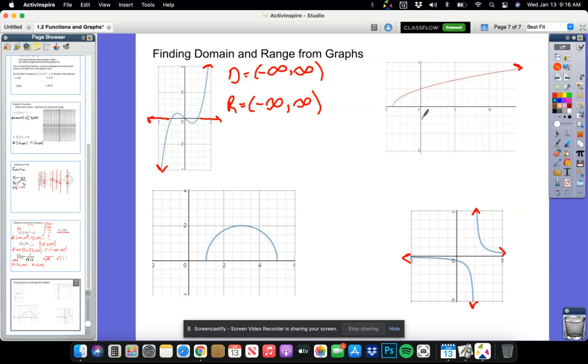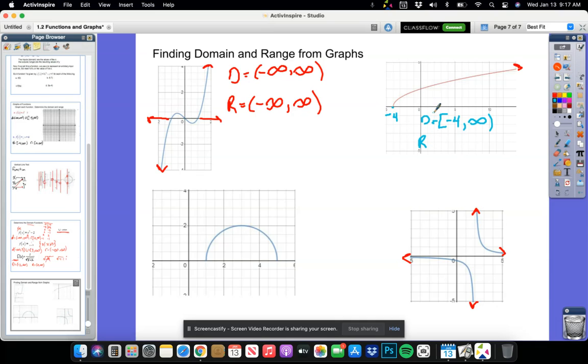Now here, domain-wise, what's the furthest left it goes? What's the smallest it can possibly be? That spot right there is -1, -2, -3, -4. -4 is the smallest it can be. So a bracket, because it does touch that -4. And what's the furthest right? It goes forever, so that's our positive infinity. I want you guys to pause and do these other two right here.